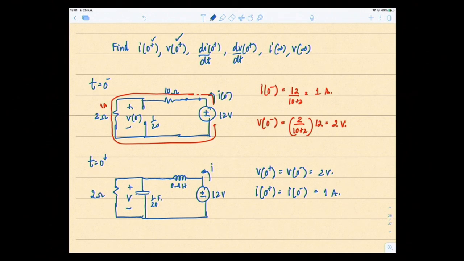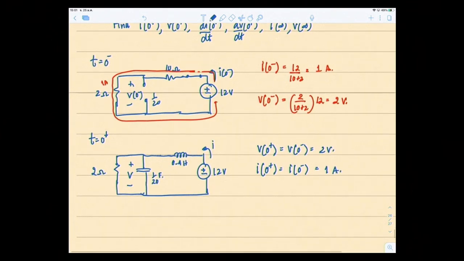So I have to try to figure out where is the formula for di/dt? Which relationship has the equation of di/dt? And di/dt happens to be the current going through an inductor. So therefore, the relationship that you must be able to recall is VL equal to L di/dt.